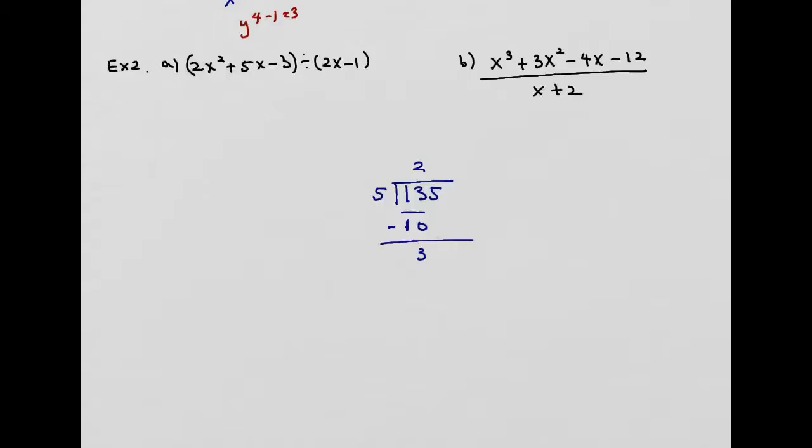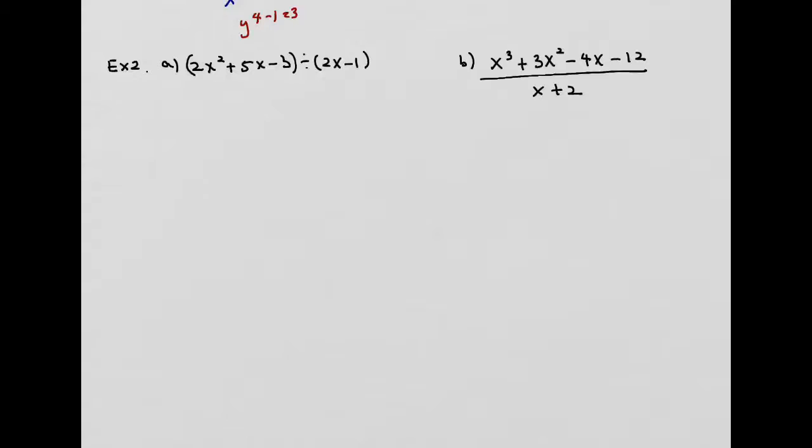And 3 is too small, it has to be bigger than 5. It means you need to bring down the next digit, 5. And we're going to find how many times 5 goes into 35. That will be 7, right? And when we subtract those two, it gives you 0. So this is long division. This is the method we're going to use when you're dividing with more than one term.